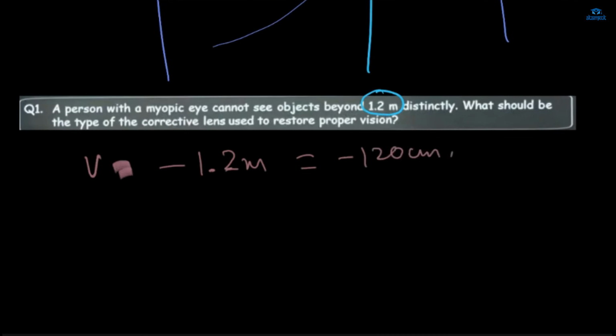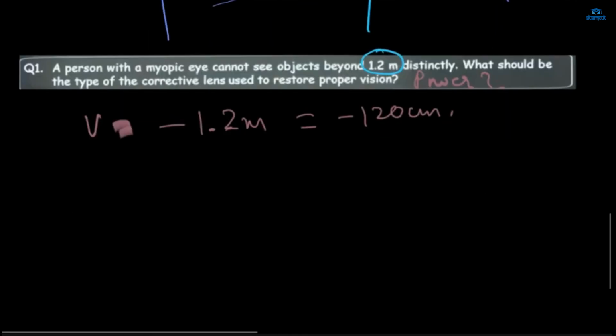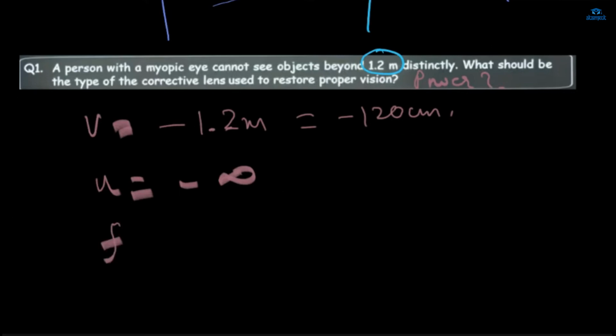What should be the type of corrective lens used to restore proper vision? Now we have to find the type of corrective lens, and also we have to find the power of the lens. So to find the power, we must know the focal length. And to find the focal length, we have to know U, which as already said we have to take as infinity.